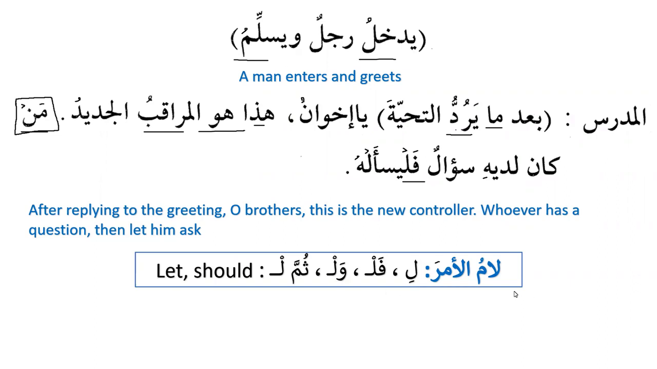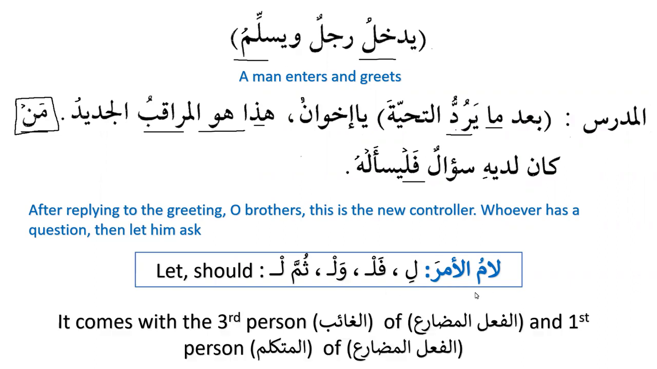Lam al-amr, please remember that it is used for the third person, al-ghaib, and it is also used for the first person, al-mutakallim. As we know, in Arabic we have 14 forms of every verb, right?